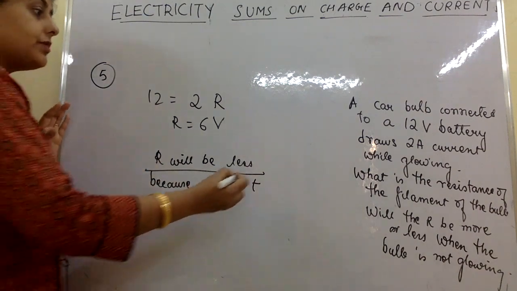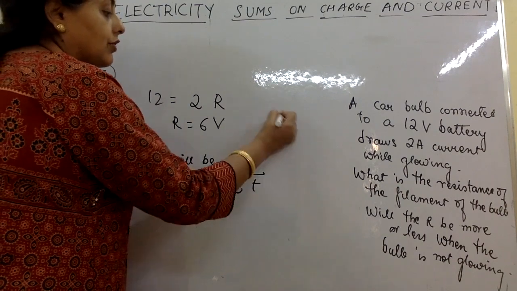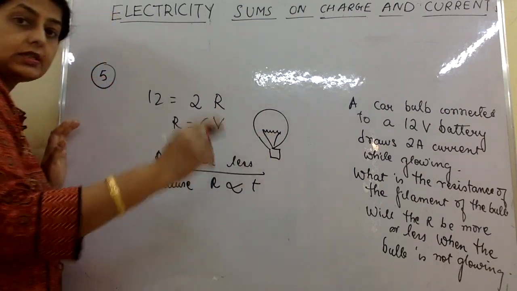What is the filament of the bulb? This is a bulb. You see that thin wire, very thin wire. Bulb is like this, and you see a very thin wire over here. That's the filament.